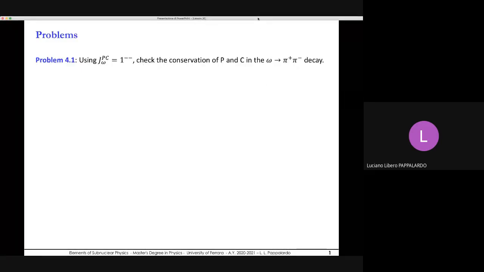Okay, do you see the slide? Yes. Okay, so we can start.